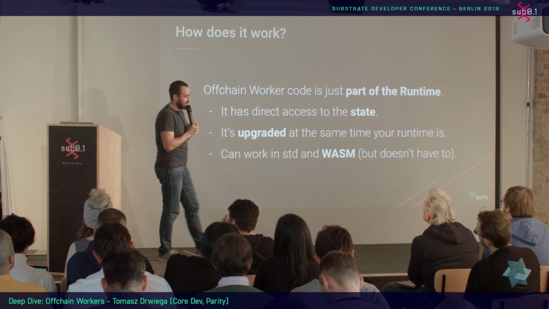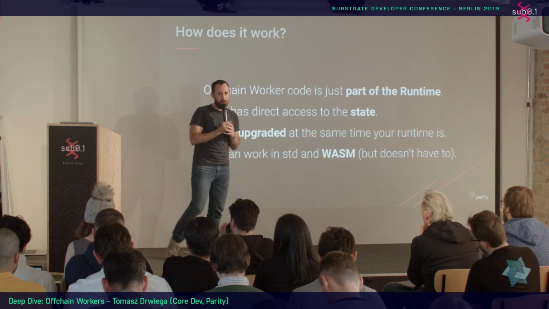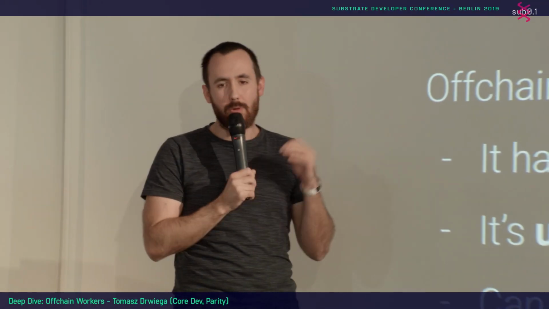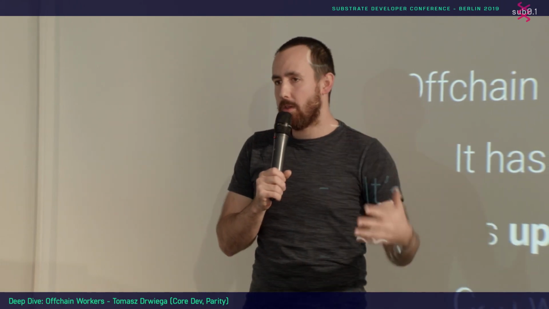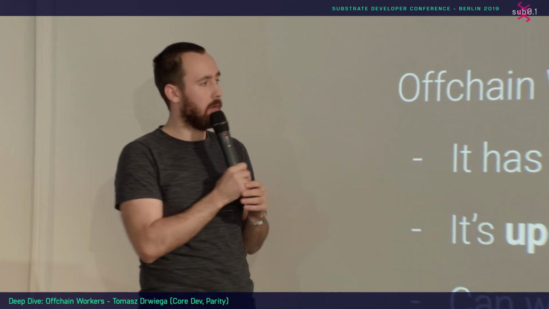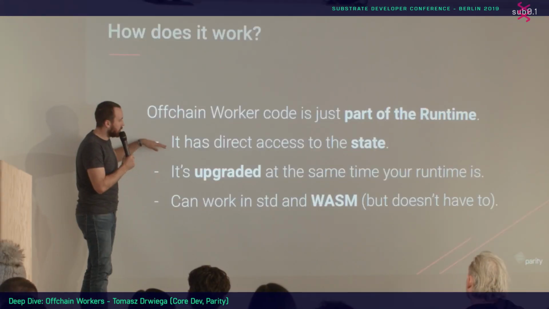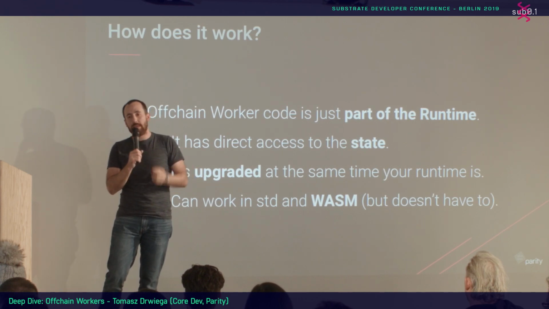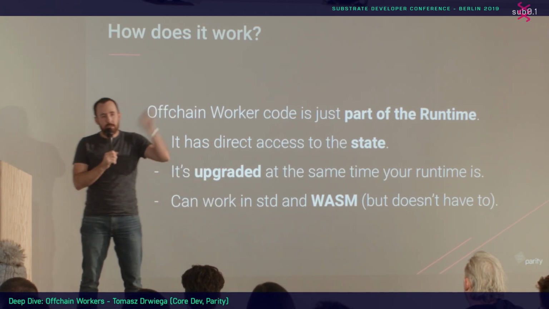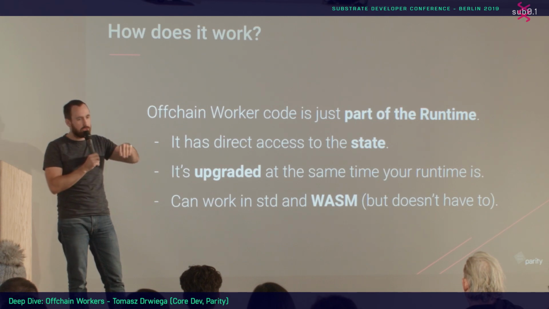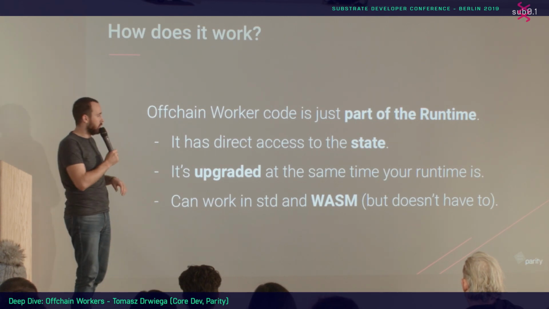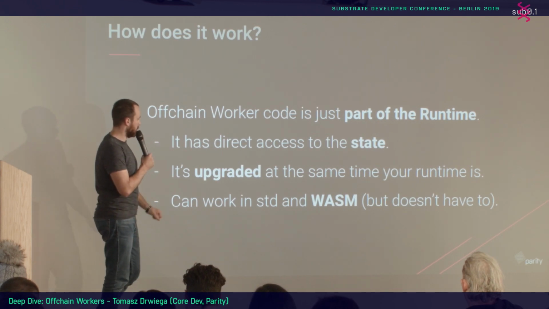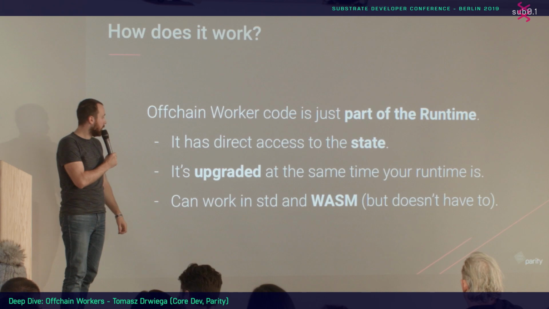And how does it work in practice? So what we want to do with the off-chain workers. Off-chain worker is just part of your runtime code. So whenever you're writing your runtime, you may write an off-chain worker at the same time. Because of that, it has direct access to the state. So you don't need to take something from the database, then serialize it, send it over RPC in JSON format, deserialize on the other side, and then process it. You just directly go to the state and fetch whatever you need. So it's just a DB lookup.